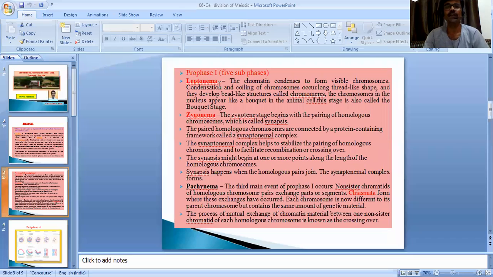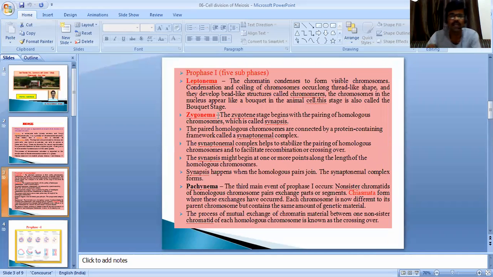First, leptotene. Leptotene is also known as leptonema. The chromatin condenses to form visible chromosomes. Condensation and coiling of chromosomes occurs into long thread-like shapes, and they develop bead-like structures called chromomeres, and the chromosomes in the nucleus appear like a bouquet in animal cells. This stage is also called the bouquet stage.